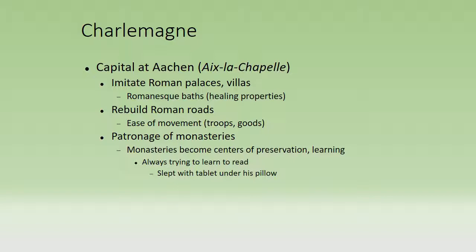He began to patronize monasteries in a more consistent and generous manner than any of his predecessors had before. Monasteries, again, are centers of learning and the preservation of knowledge, particularly Roman knowledge, which had largely crumbled and decayed in the centuries since the Roman collapse, and even during the Roman collapse, before the Western Roman Empire disappears. He was always trying to read. One of the stories, I don't know how apocryphal it is or how true it is, but one of the stories was that he slept with a practice tablet under his pillow, and he was always constantly practicing his Latin ABCs.